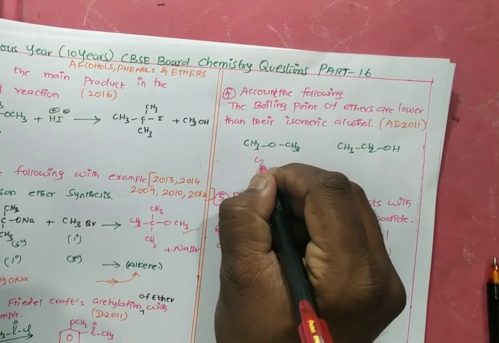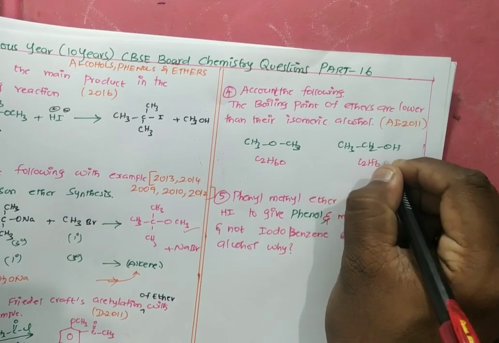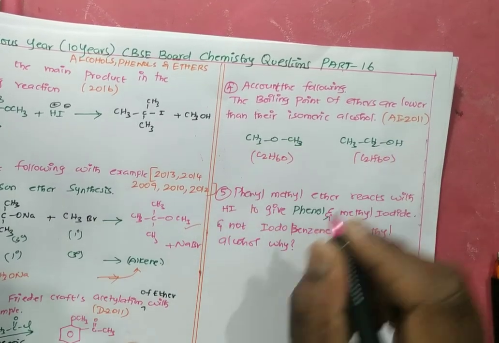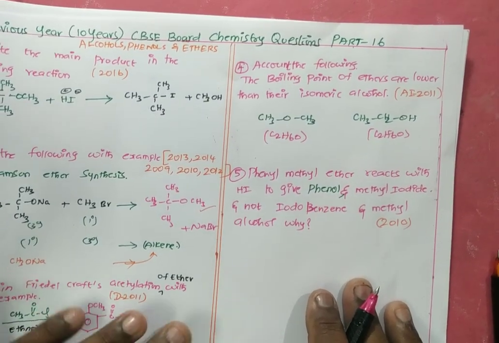Because here it is C2H6O, and here also C2H6O. So both have the same molecular formula, but the structural formula is different. That is why they act as isomers.